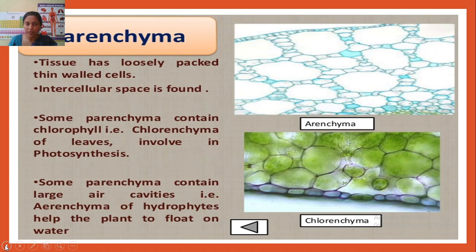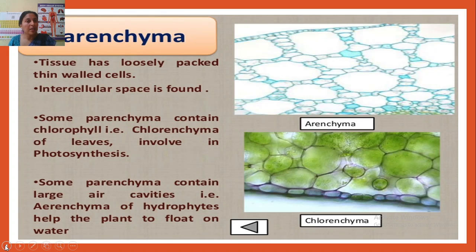Parenchyma cells contain large air cavities. Those are known as aerenchyma. Usually they are present in plant leaves that are on water, so they help to float the leaves on the water. For example, if you take a lotus plant, you know that the leaves are floating on the top of the water surface. So the presence of aerenchyma cells supports that function.